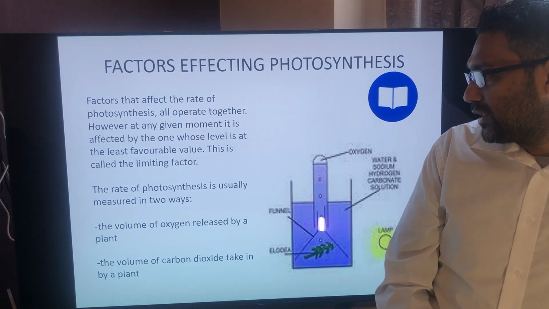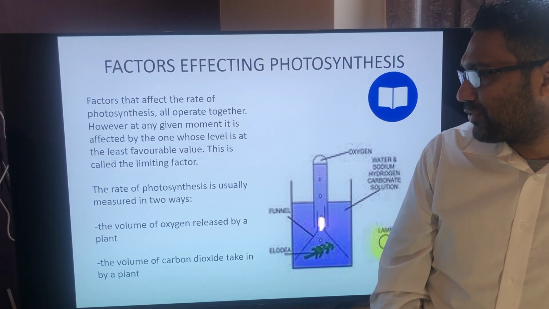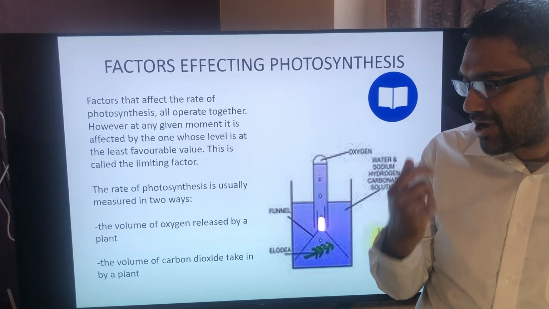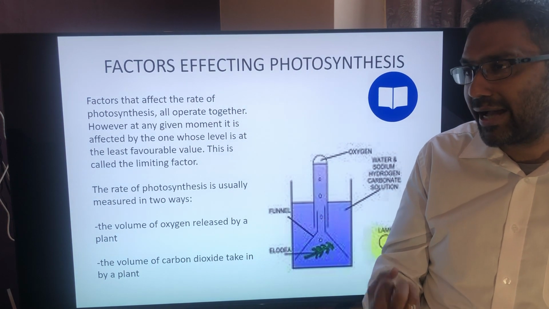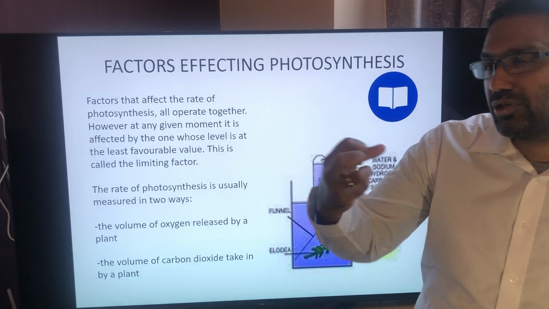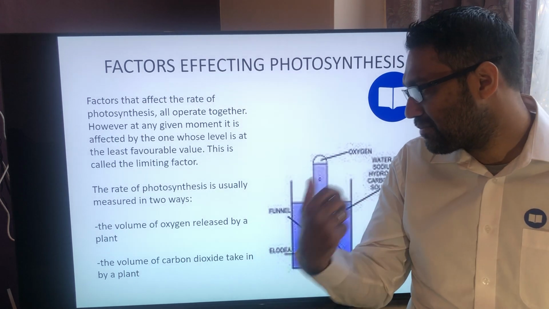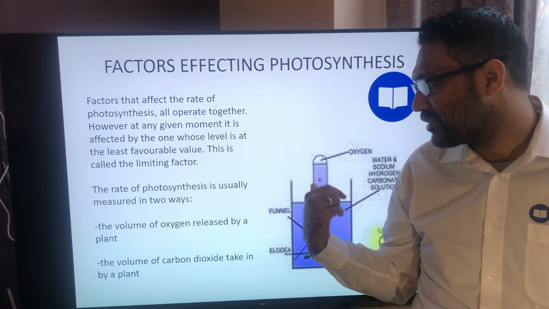So, how can you measure the rate of photosynthesis? It's like measuring any rate, something over time. You either measure how quickly the reactants are being used up or how quickly the products are being made. From here, it's how quickly the products are being made.